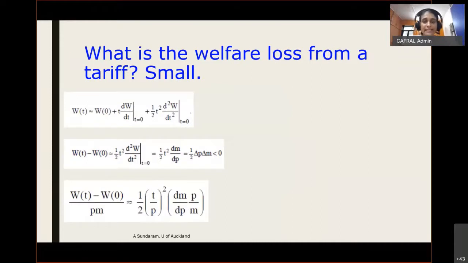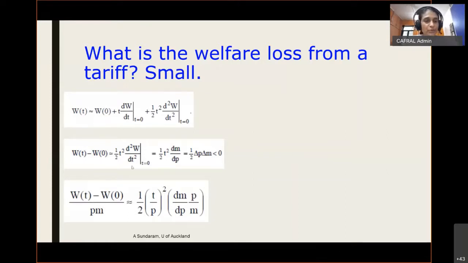The second is what happens if economically speaking, the optimal tariff is 0, as we have derived. It's not politically feasible, and usually these countries will have a very small tariff, like a 10% tariff, right? So the question is, what is the welfare loss from a tariff?